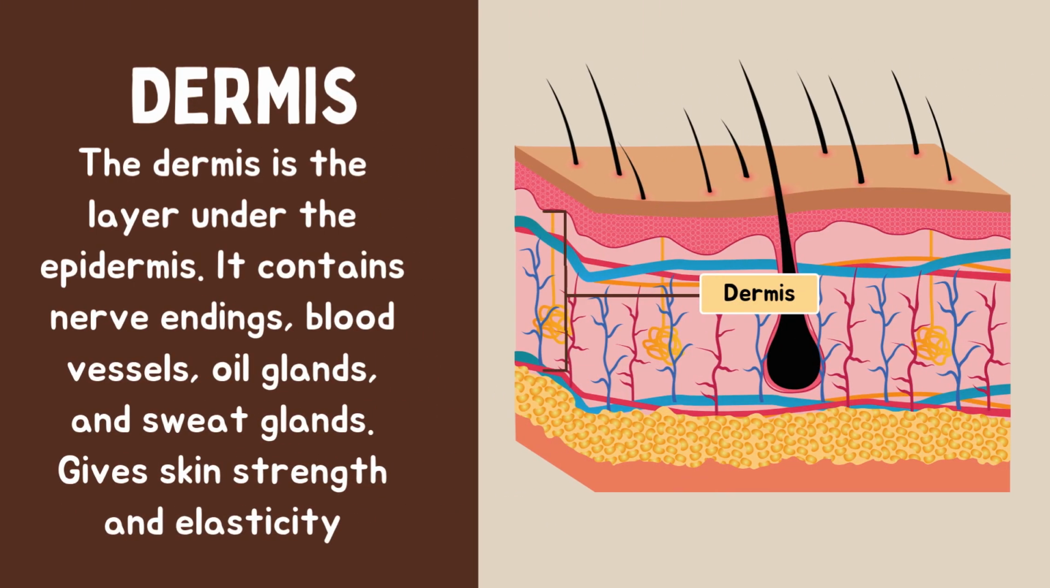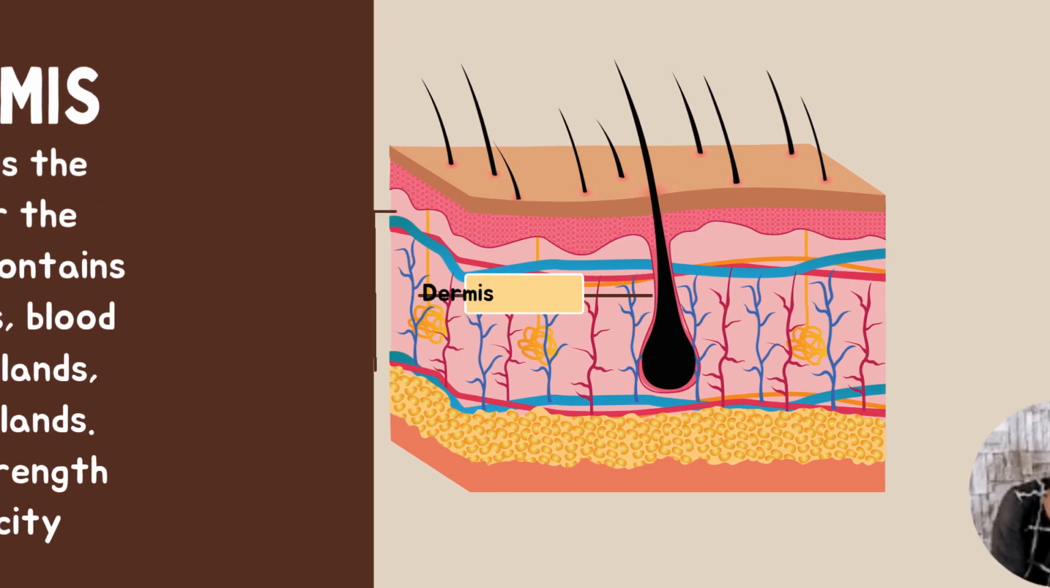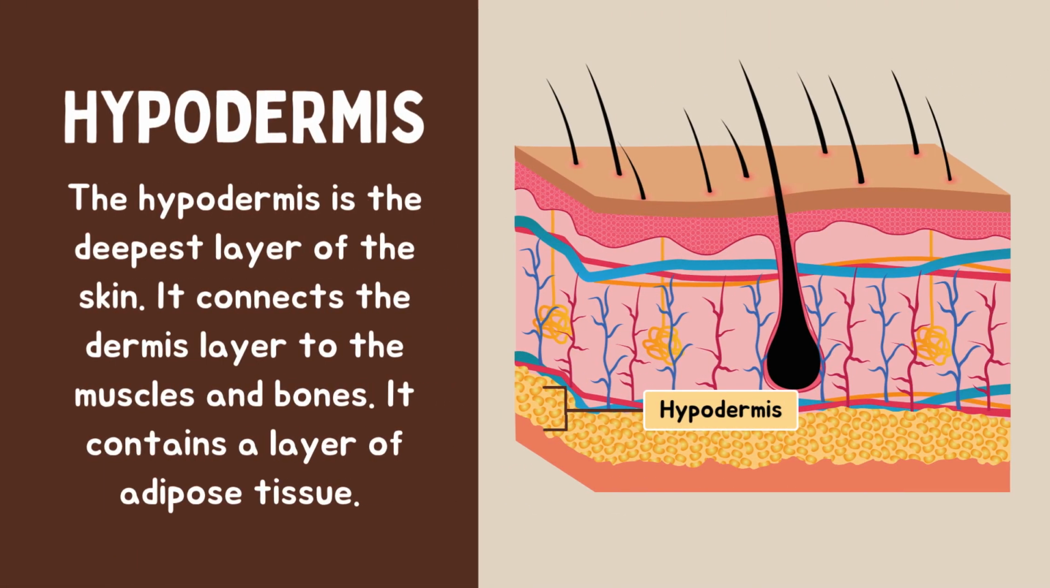The dermis is just a little lower than the epidermis. And the major function here is that it carries all the nerve endings and it houses the blood vessels. Even the oil gland and the sweat gland all are domiciled in the dermis. And we move to the last part, which is the hypodermis.